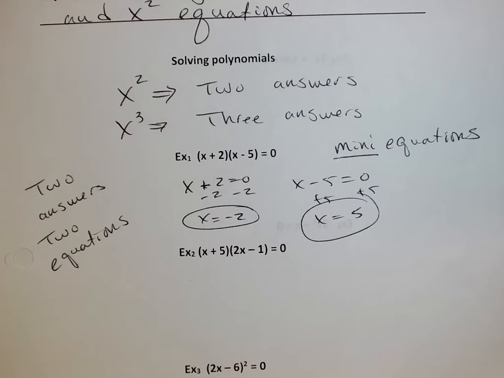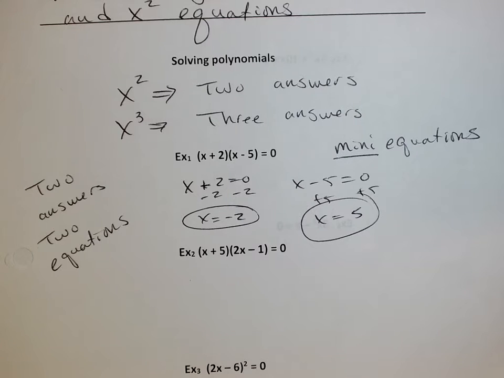So check it out. 5's easiest to check. I'm going to answer your question. I put 5 here and 5 here. I get 7 times 0, which is 0, right? And then the same thing with the negative 2. If I do the negative 2, I get negative 2 plus 2 times negative 2 minus 5. I'm going to get 0 times negative 7. What's the answer? Still 0, right?